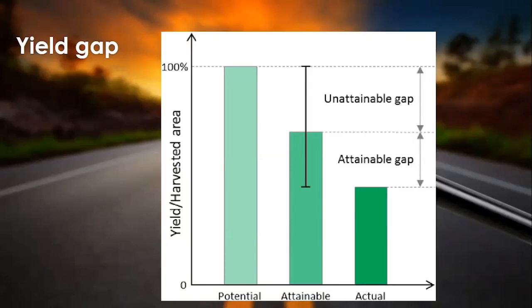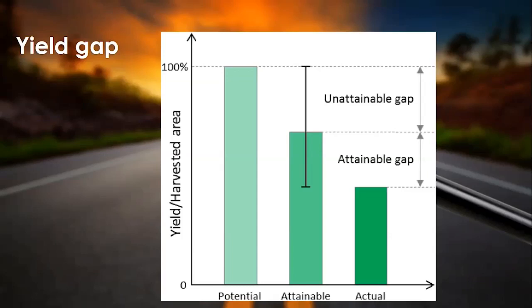For example, in 2021, the average yields were as low as 1.39 tons per hectare. That's the national average. At times, it was even as low as 0.68 tons per hectare. And yet we are saying we have all these varieties which yield up to 10 tons or more. And to dissect this gap, we notice there is the unattainable gap.